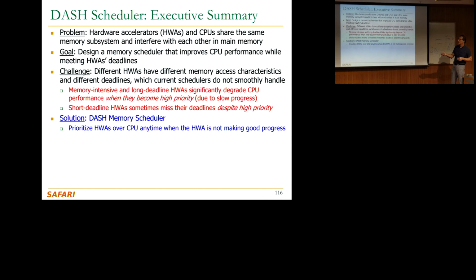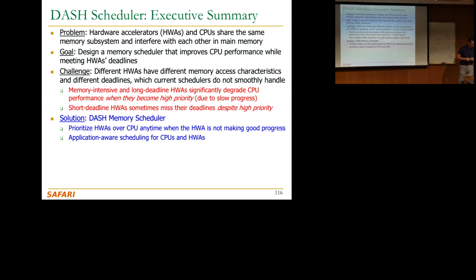One idea is, for example, you prioritize the hardware accelerators over CPUs anytime when the hardware accelerator is not making good progress. You monitor the progress the hardware accelerator is making. If you think it's falling behind, you prioritize it at finer grain intervals, as opposed to wait until the deadline and schedule all of the requests of the hardware accelerator right before the deadline. That gives little flexibility, but you keep track of the progress that you made. And we introduce application awareness also.